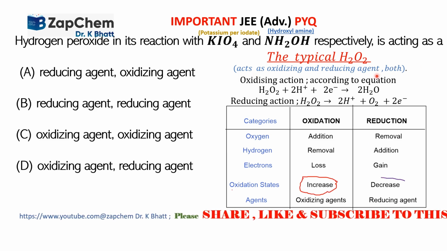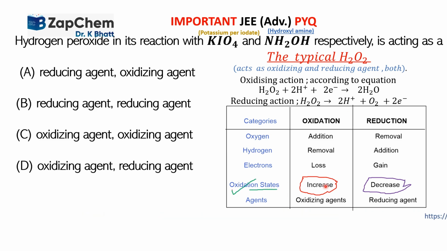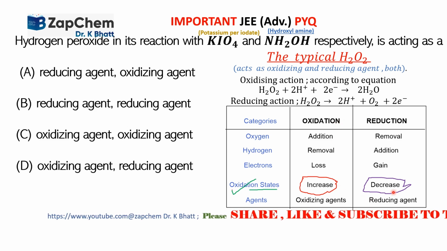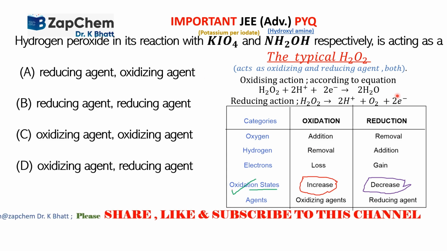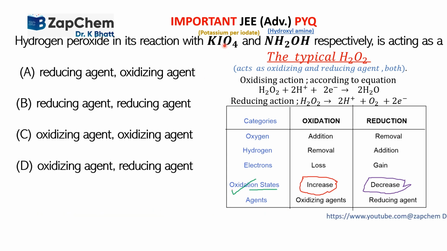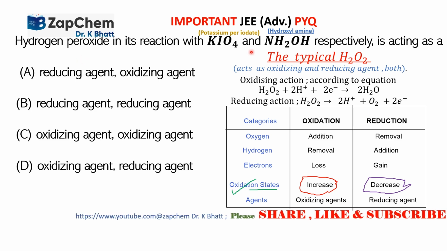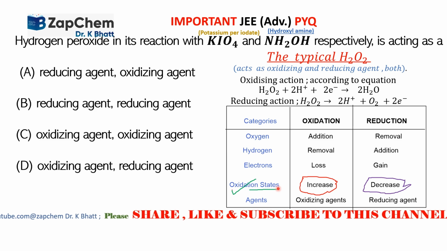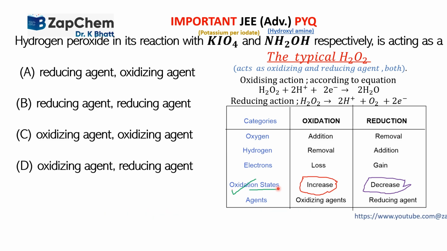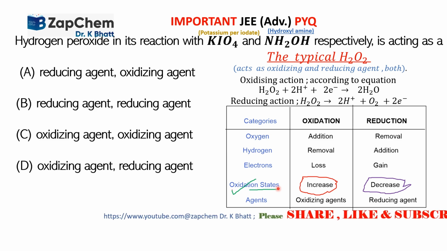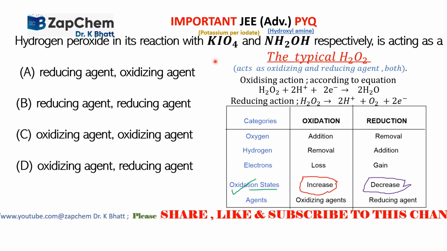Now, here it is the oxidation state. Increase in oxidation state is oxidation, and decrease in oxidation state is reduction. So far as these reactions with potassium periodate and hydrogen peroxide, or with hydroxylamine and hydrogen peroxide are concerned, the change in oxidation state should be determined. Now let us go through the reaction, how KIO4 will react with hydrogen peroxide.